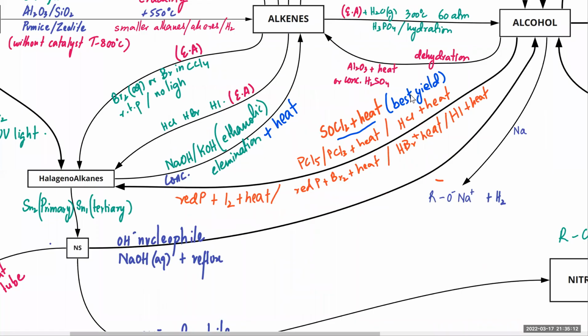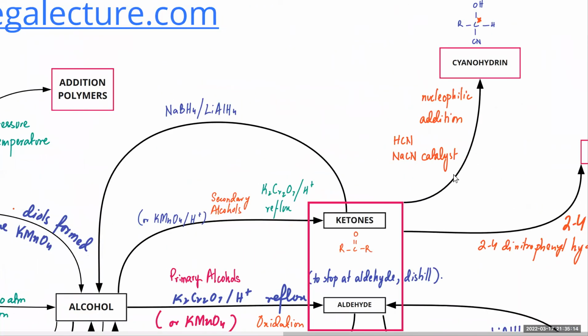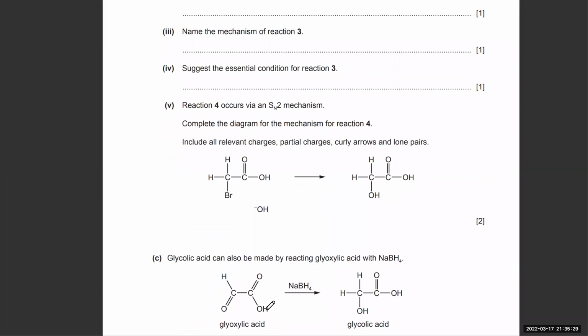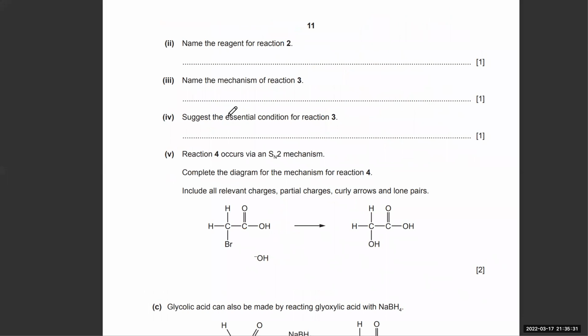The aldehyde ketone one, this one, HCN and NaCN, that's nucleophilic addition. And then you have reaction number 4, that is hydrolysis, nitriles turning into carboxylic acid. That one is hydrolysis. So state that we kind of did all of that.